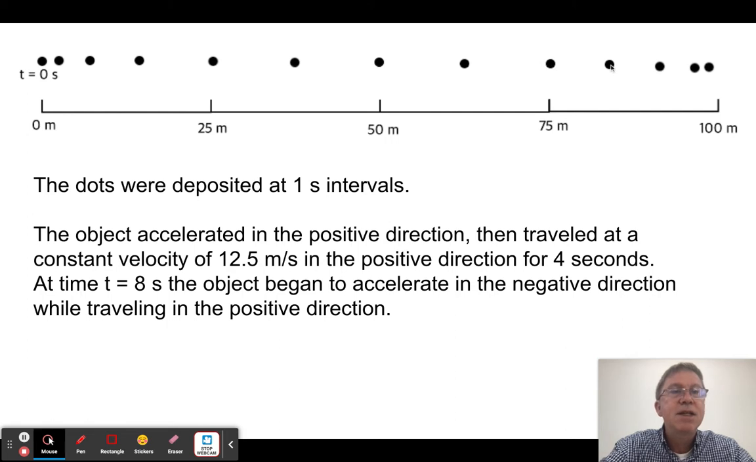And now I see the dots get closer together, meaning that it is still traveling in the positive direction, but it's going more slowly. So what I see then is I have a positive acceleration. I'm going faster in the positive direction. Then I have a constant positive velocity. I'm traveling in the positive direction at a constant rate. Now I have a negative acceleration.